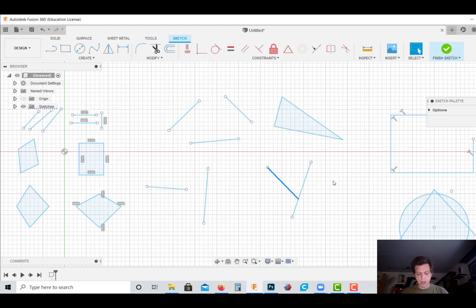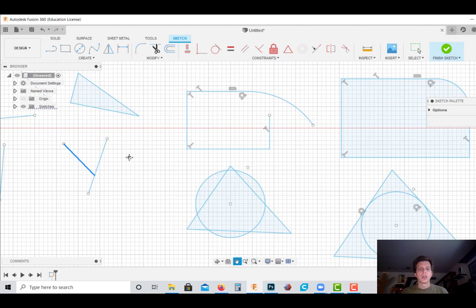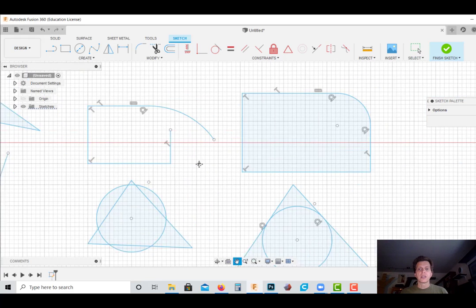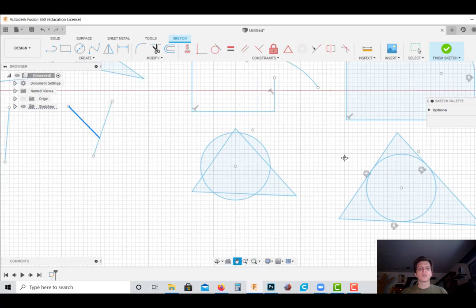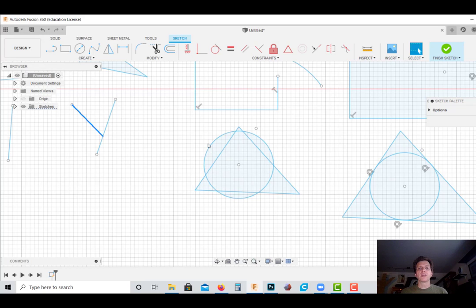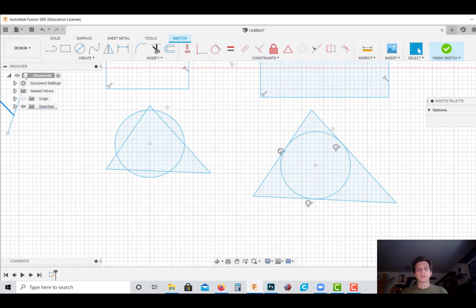All right, moving on to tangent. Make a shape that looks like this, and if you make this curve tangent to this line, it will give you a nice smooth transition. Make a circle and a triangle. If you make each leg tangent to the circle, you will have the circle perfectly nested inside the triangle.